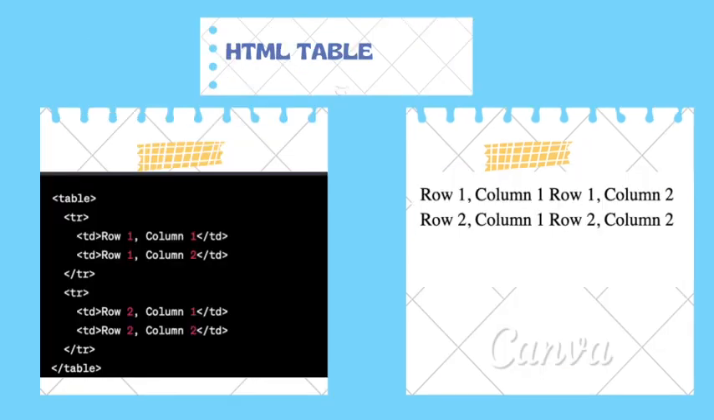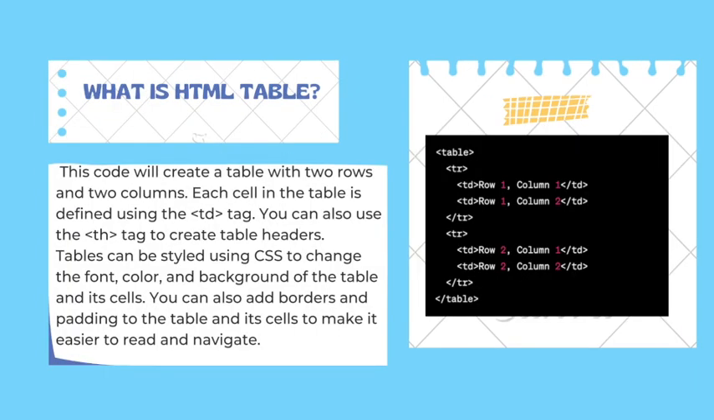So let us see the example of an HTML table. Table, tr, td row 1 column 1, td close, td row 1 column 2, td close, tr close, tr, td row 2 column 1, td close, td row 2 column 2, td close, and finally we are closing tr, and lastly the table tag is closed. So the output of the code can be seen on the right side of our slide. This code will create a table with 2 rows and 2 columns.